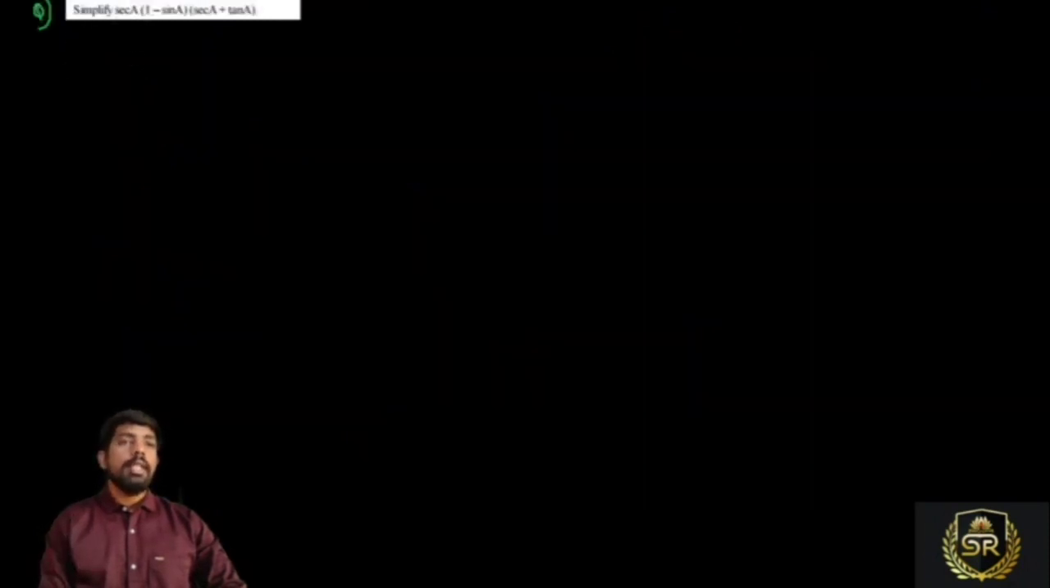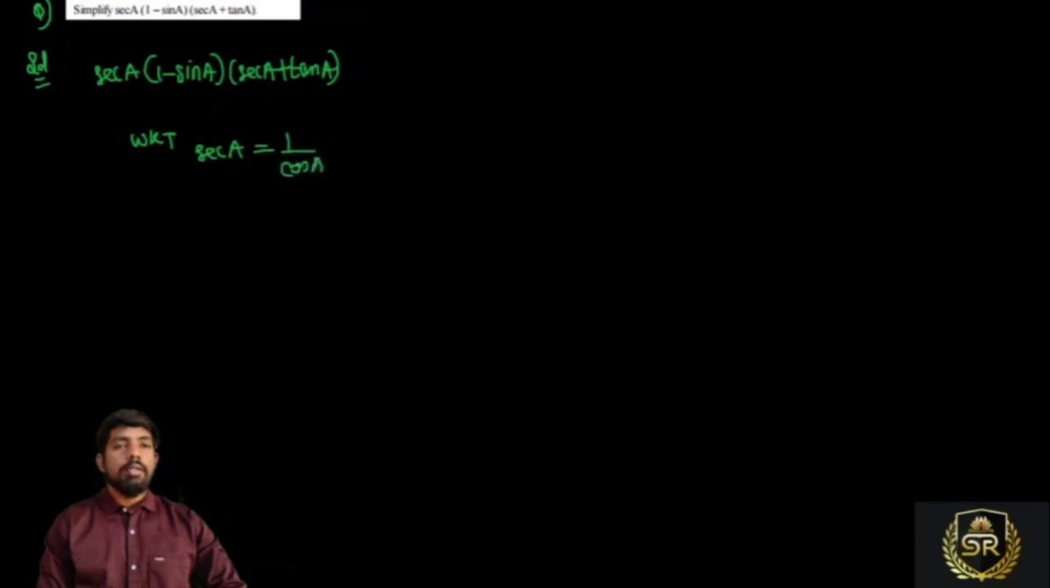Simplify secant a into 1 minus sin a into secant a plus tan a. So given here: secant a into 1 minus sin a into secant a plus tan a. Here we know the formulas. Secant a can be written as 1 by cos a. Next, tan a can be written as sin a by cos a. These are known formulas.